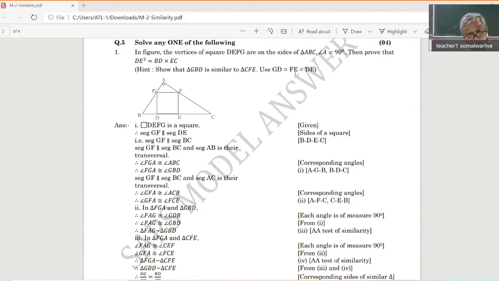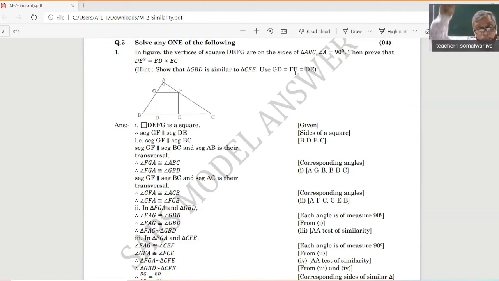In the same manner, GF is parallel to BC once again, and we take AC as the transversal. Once again, we think about angle AFG or GFA, one and the same. Angle GFA is congruent to angle ACB, but ACB can be written as FCE. Therefore, angle GFA is congruent to angle FCE. Once again, the reason is the same, that corresponding angles are congruent when the lines are parallel. After that, let us think about the triangle FGA.